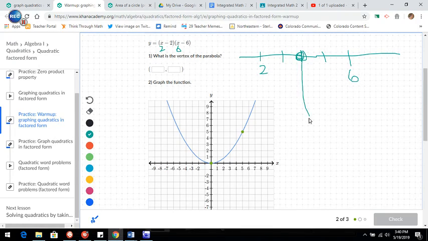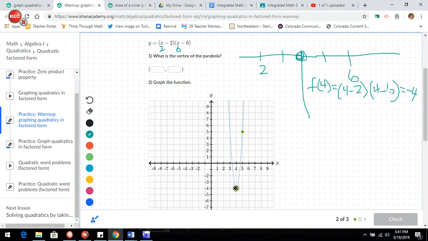So I know my vertex is going to be on this line of symmetry going through x equals 4, so I'm going to plug in 4 for x, and if I do f of 4, you can see why I don't use this to do all the videos because it's painfully slow. I get 4 minus 2 times 4 minus 6. 4 minus 2 is 2, 4 minus 6 is -2, so that gives me -4, and my vertex is 4, negative 4. So I'm going to bring this to 4, negative 4.